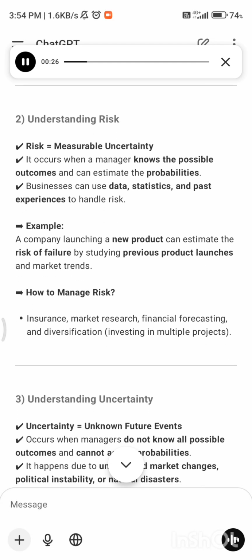Understanding risk. Risk equals measurable uncertainty. It occurs when a manager knows the possible outcomes and can estimate the probabilities. Businesses can use data, statistics, and past experiences to handle risk. Example: a company launching a new product can estimate the risk of failure by studying previous product launches and market trends. How to manage risk: insurance, market research, financial forecasting, and diversification, investing in multiple projects.